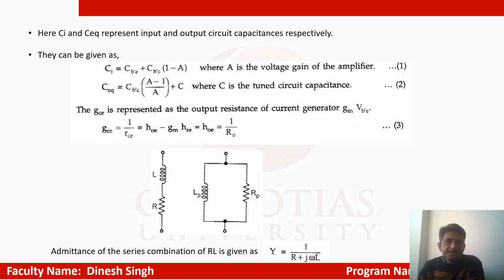So the g_ce is represented as the output resistance of the current generator g_m V_BE. So g_c is equal to 1 upon r_ce, that is h_oe minus g_m into h_re, that is approximately equal to h_oe, that is equal to 1 upon R_O. Here is the L plus R. The admittance of the series combination of R and L is given as Y is equal to 1 upon R plus j omega L.